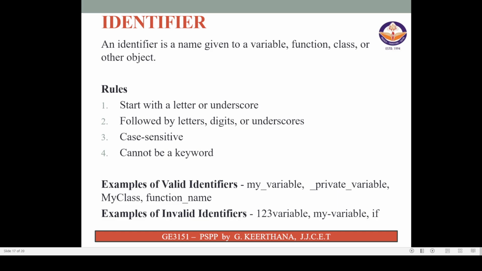Identifier. Identifier is a name given to a variable, function, class or other objects. Rules for naming identifiers. Start with a letter or underscore followed by letters, digits or underscores. Case sensitive, cannot be used as a keyword. Examples of valid identifiers: my_variable, _private_variable, my_class, function_name. Invalid identifiers: 123variable, my-variable, if.